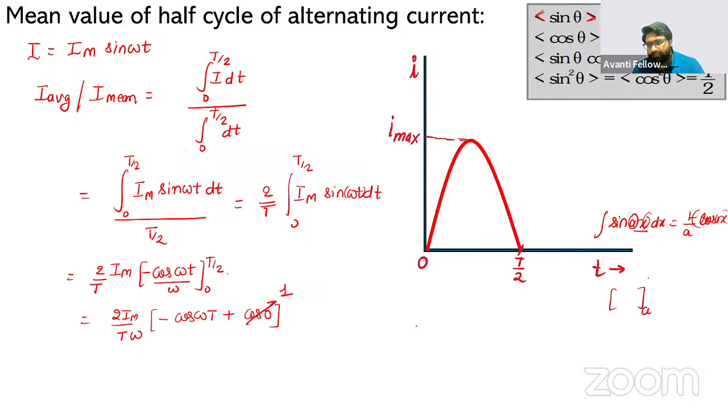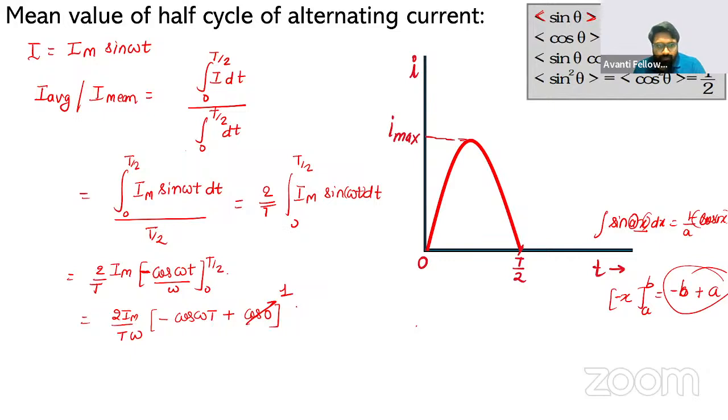And how did this plus come? Whenever we put limits in integration, it should be b minus a, upper limit minus lower limit. So when we put in the lower limit, this quantity already contains a minus. So it becomes minus b, and then this minus becomes plus because it is already minus here. That is why it is plus. So cos 0 is 1 here, and cos omega T remains.